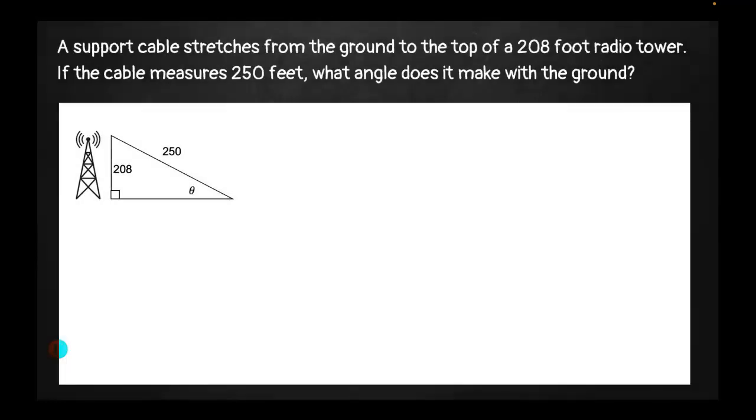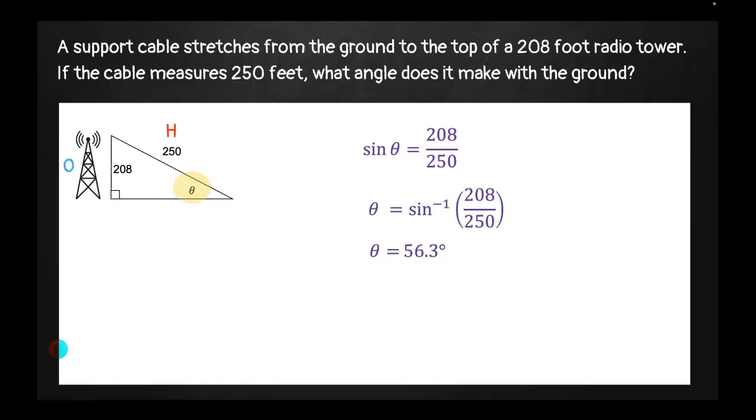Here you have a support cable that stretches from the ground to the top of a 208-foot radio tower. So that hypotenuse is going to be that 250 feet. And I want to know what angle does it make with the ground. So the hypotenuse with the ground, which is along your leg. And again, we're looking at opposite and hypotenuse in reference to that angle, which I know is SOH. So the sine of theta is 208 over 250, taking the inverse sine of my fraction and simplifying, I get 56.3 degrees.